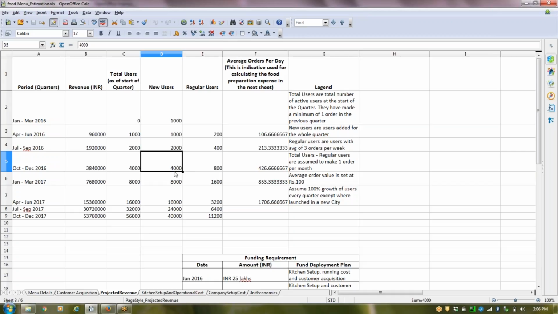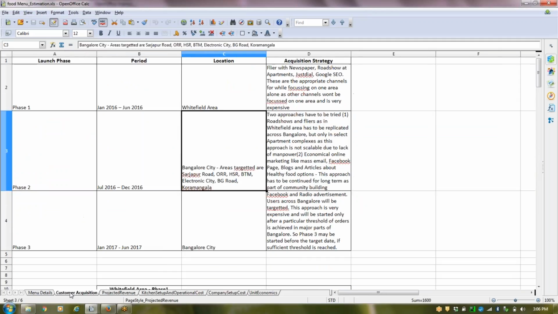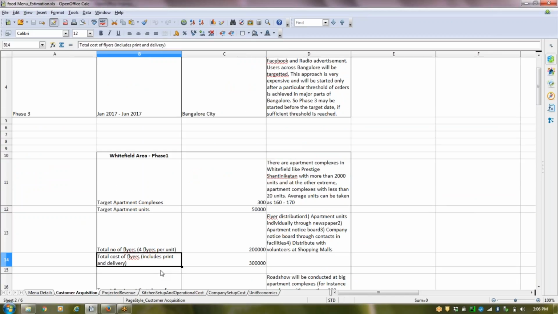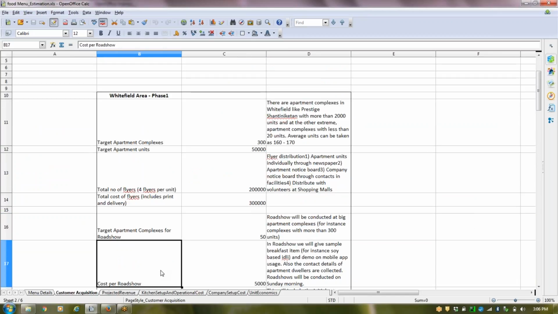Now, when you put up these numbers, before that, let's just complete this. In this way, they increase the numbers, they increase their revenue based on that, and there's also an increase in the regular users. Now, if you look at the customer acquisition, they have also given the cost involved in each of the phases. You should not be just saying that you will run some campaign, run some road shows, and give some flyers, etc. You cannot just make vague statements. As I said, you need to have clear-cut data.